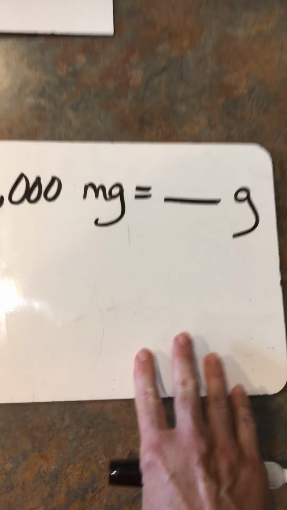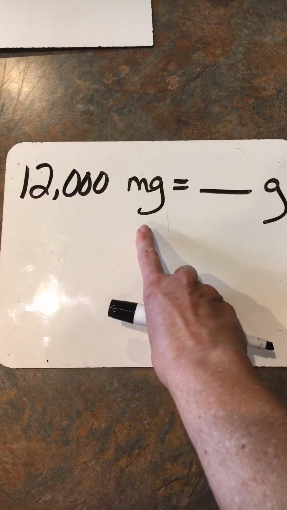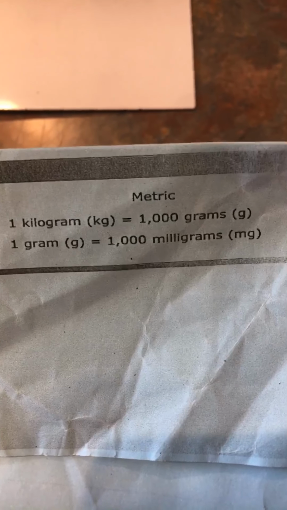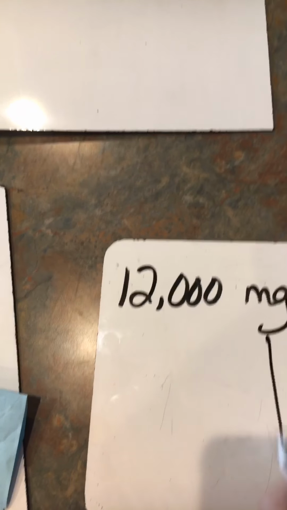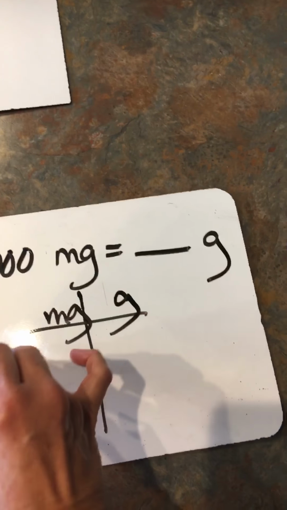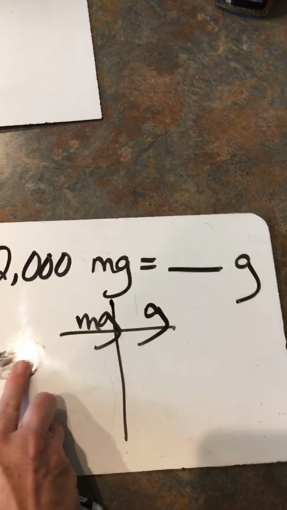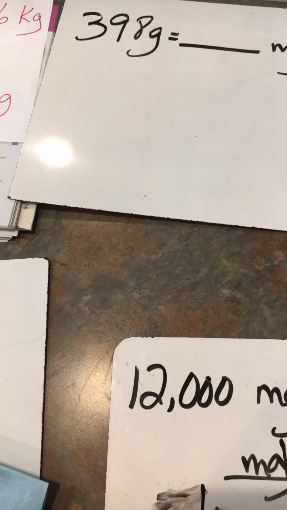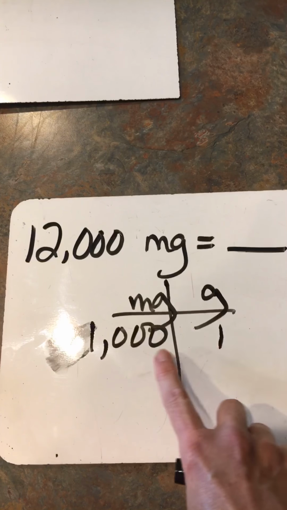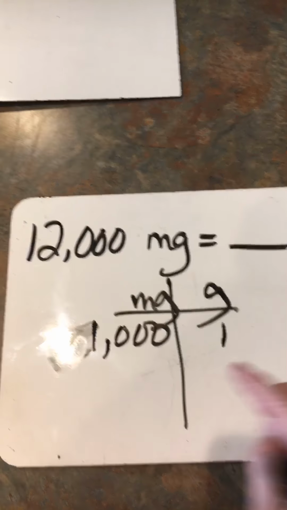Let's go the other way. Let's go from tiny little milligrams to grams. Still going to use my measurement chart. 1,000 milligrams is 1 gram. So make our T-chart. Milligrams here. Grams here. If I have 12, whoops. Let's say I have 1,000 milligrams in 1 gram. That means I am dividing because these are getting a lot smaller.